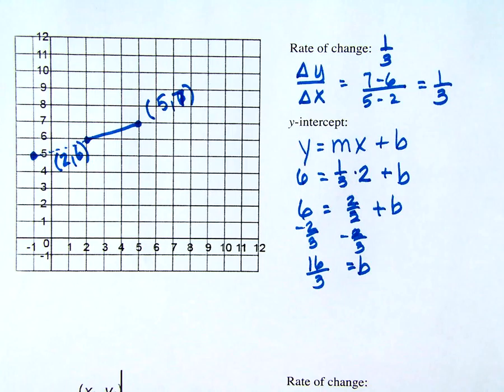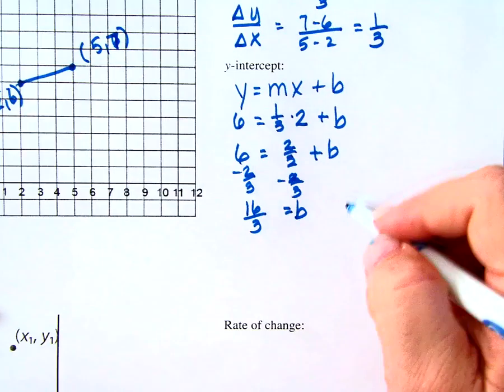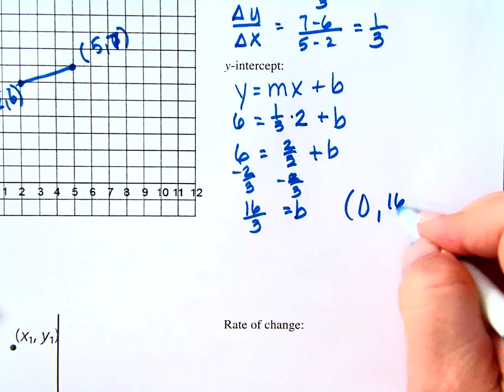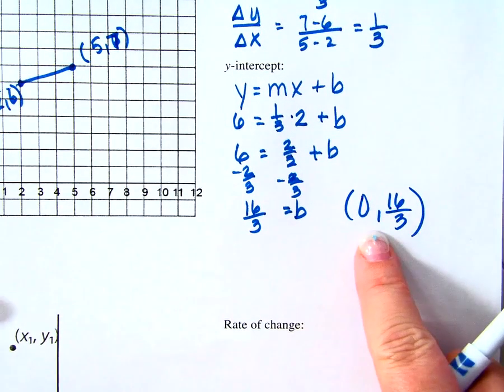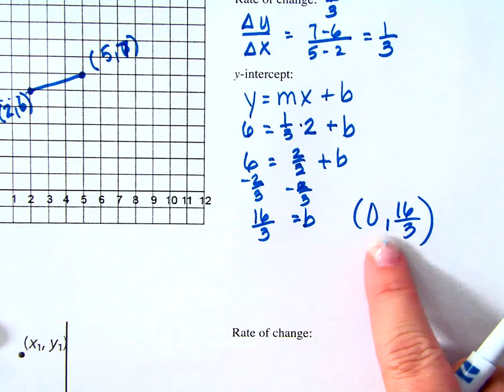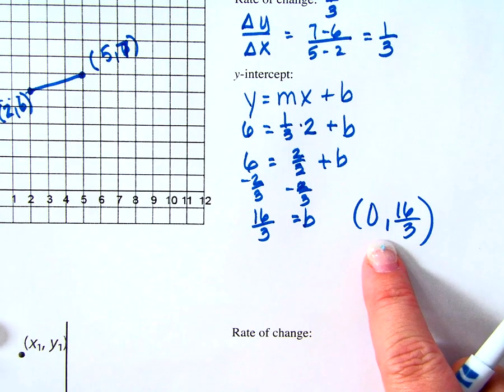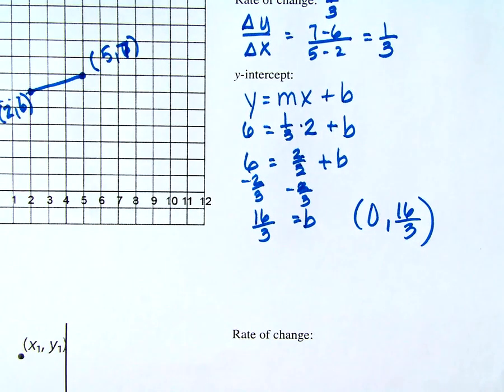Does this tell me my y-intercept? Is my y-intercept 16/3? No, it's not, is it? What's my y-intercept? Yeah, (0, 16/3). A y-intercept is a point on the coordinate plane, so I have to write it like this, don't I? Okay. Now let's generalize.